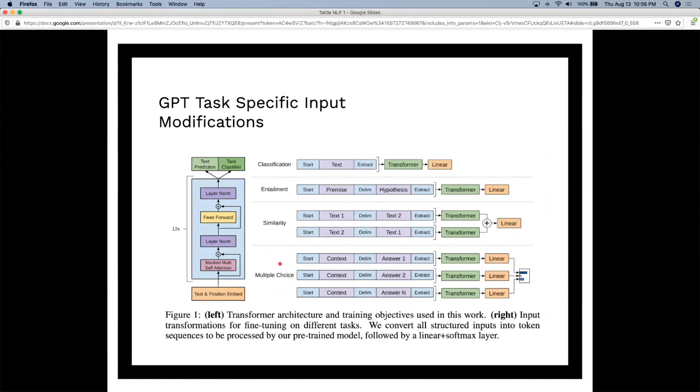So this becomes the format of your input. And then there is a fully connected layer. That layer only outputs 3 probabilities. So that becomes the score.